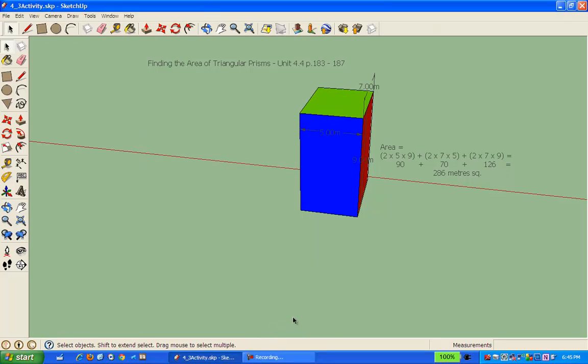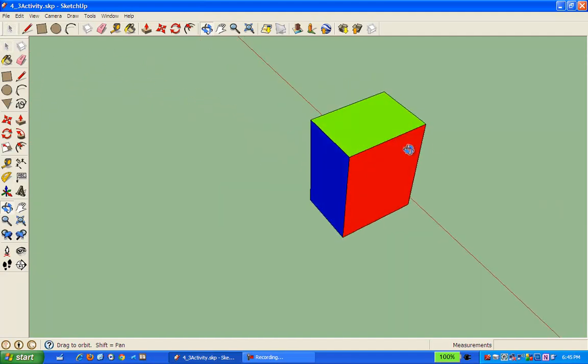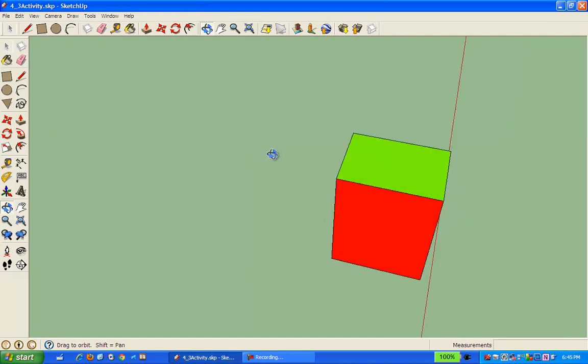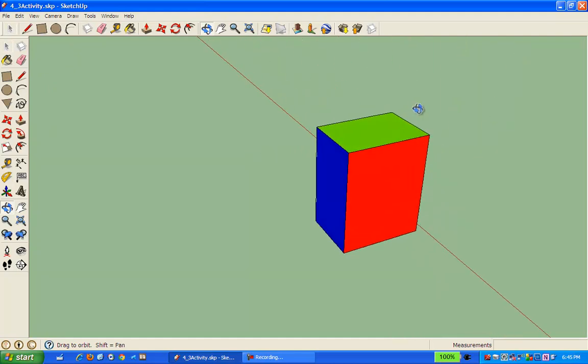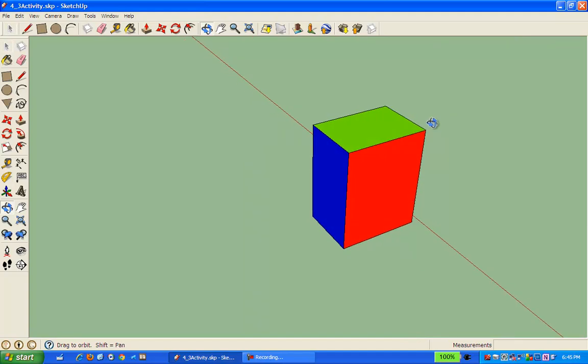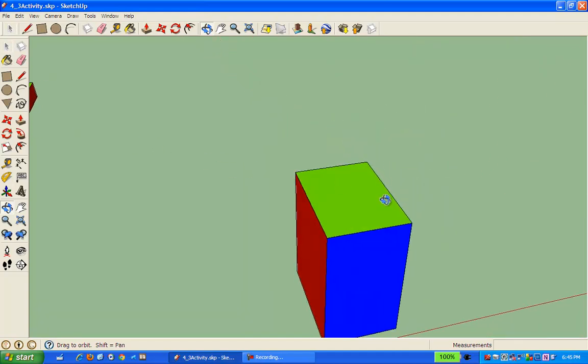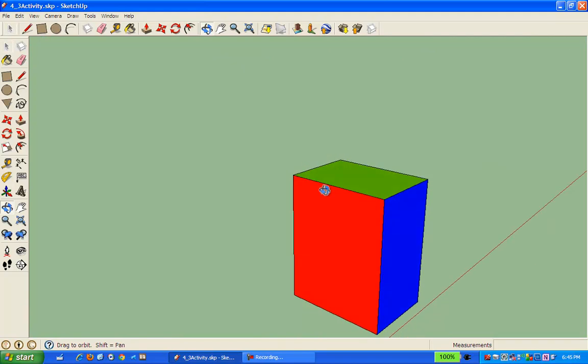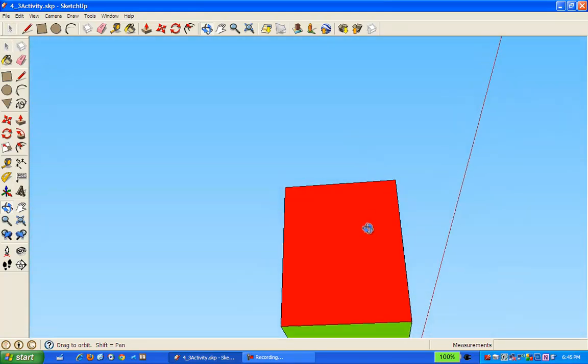So last lesson we learned about finding the area of rectangular prisms. Today we're going to look at finding the area of triangular prisms. So we're going to take one of our rectangular prisms that we had, and just as a review, remember that a rectangular prism has two congruent rectangles on each side. So there's two blue rectangles on this prism, there's two red rectangles on this prism, and there's two green rectangles on this prism. All right?